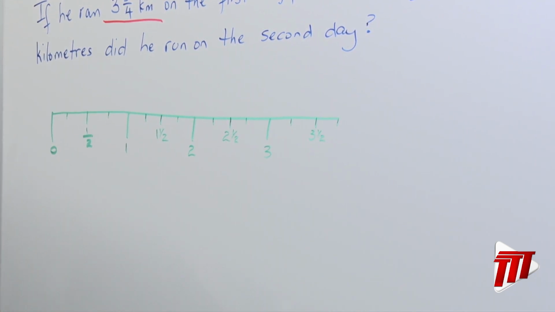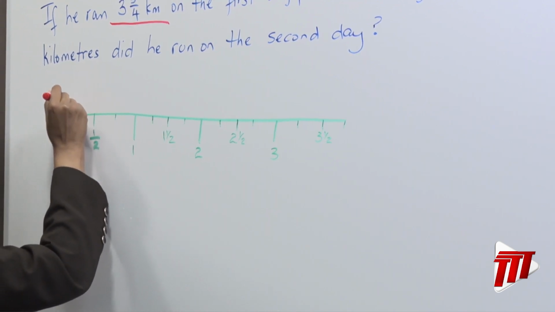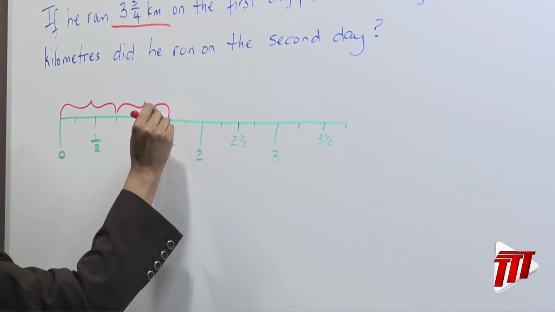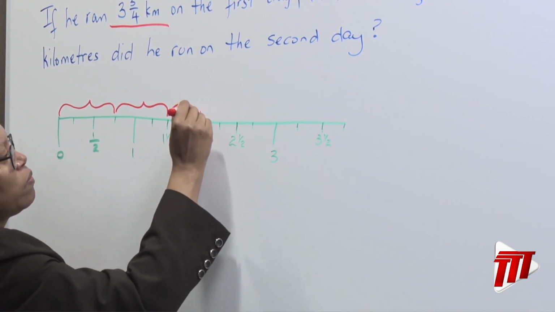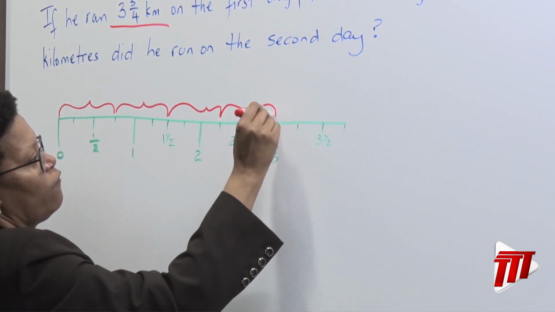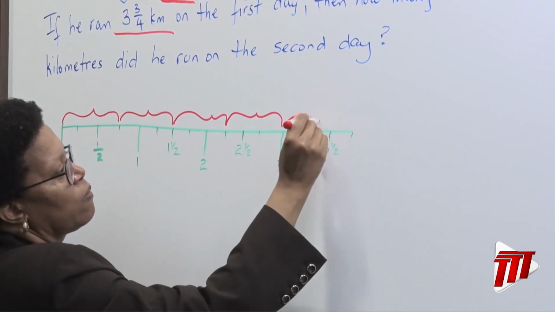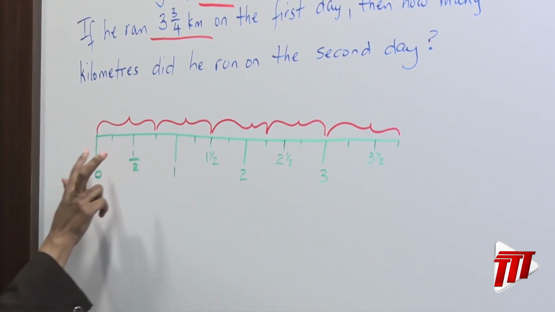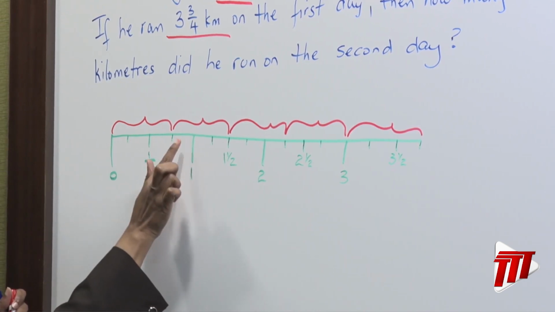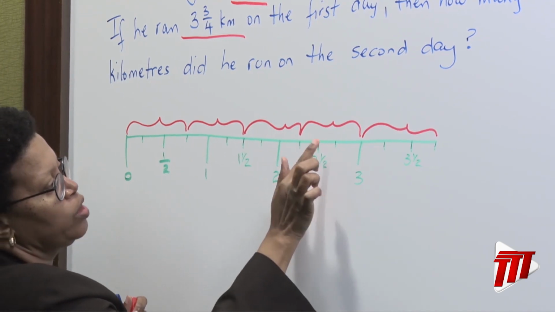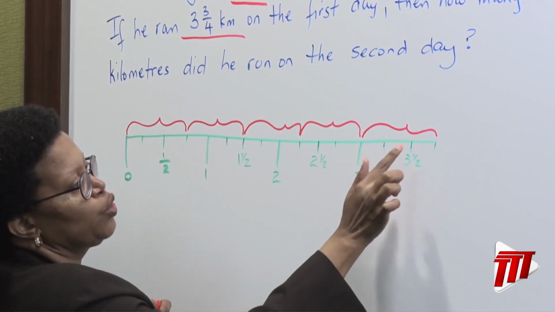We should be able to get equal parts of 3. 1, 2, 3, 4, 5. Does each part hold 3? 1, 2, 3, 1, 2, 3, 1, 2, 3, 1, 2, 3, 1, 2, 3.